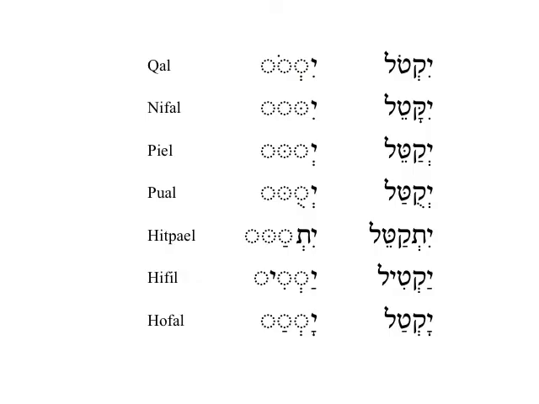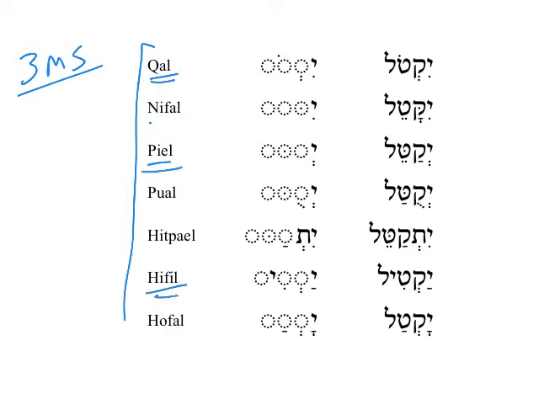Now I have lined up on this page all of the third person masculine singular forms of the 7 main binyanim. And the point is to get a sense of the main indicators that clue us in to which stem we're looking at. Now, the important ones are kal, pa'el, hitpa'el, and maybe next is nifal. But here's all 7 nonetheless.